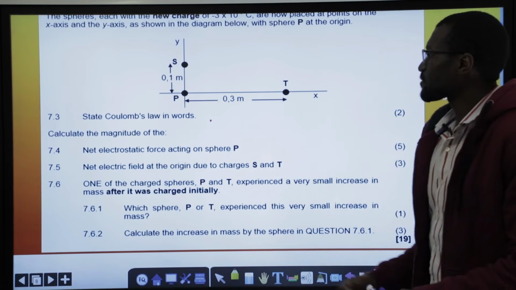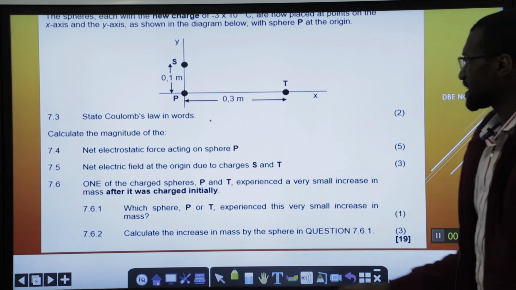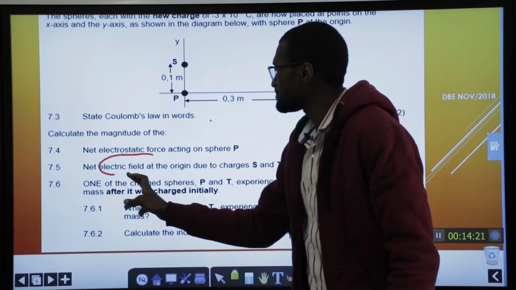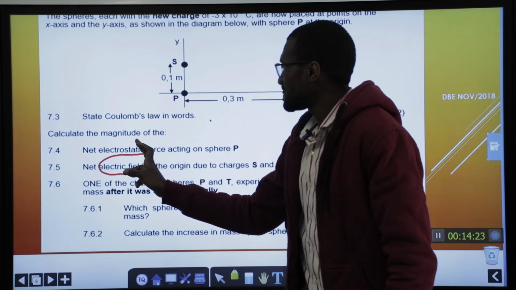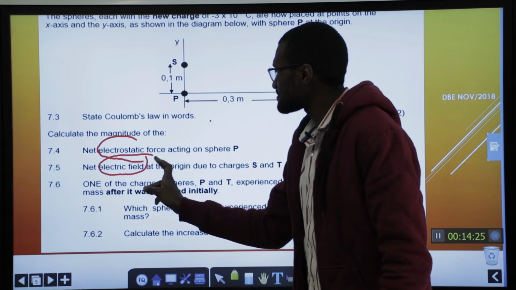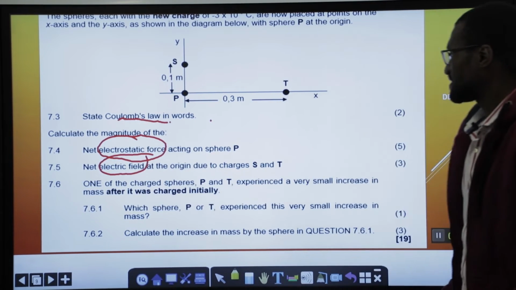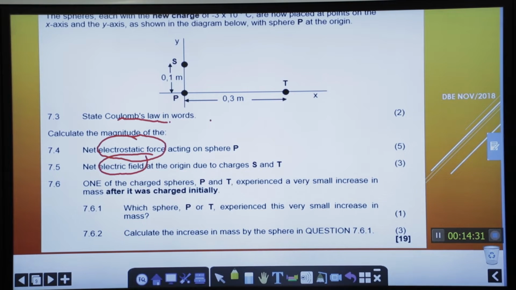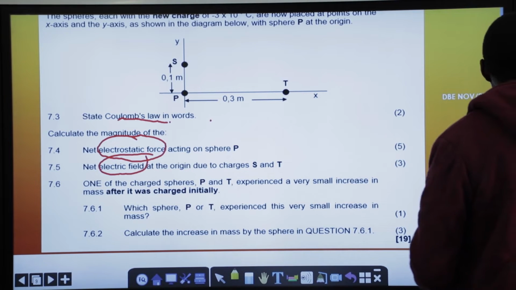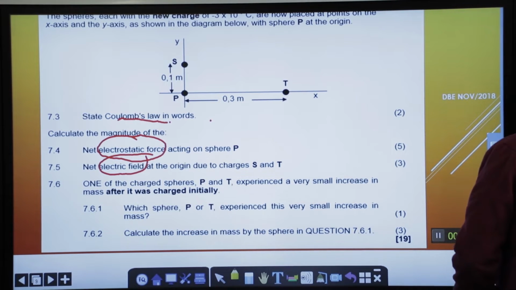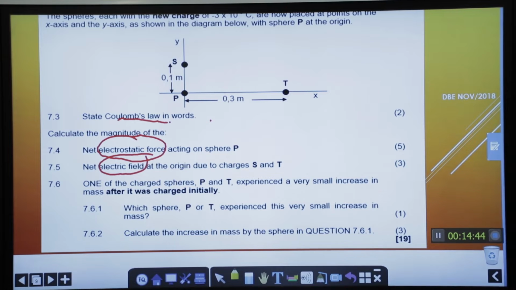As I said, questions that involve electric field and electrostatic force are often brought together in one question. So once we see those questions, we must get excited because we are able to answer them. Very simple questions to answer. So let's look at 7.3. Do you know Coulomb's law? You must be able to state it.